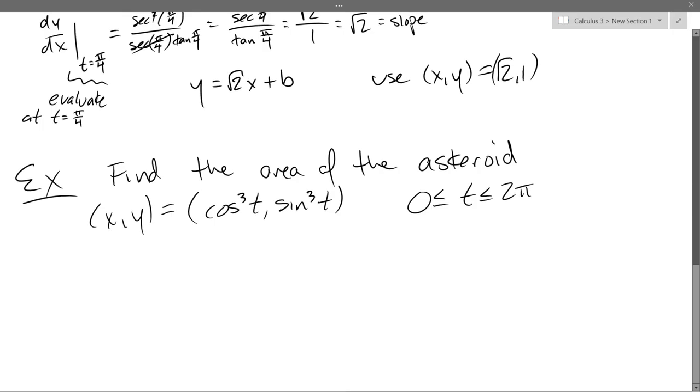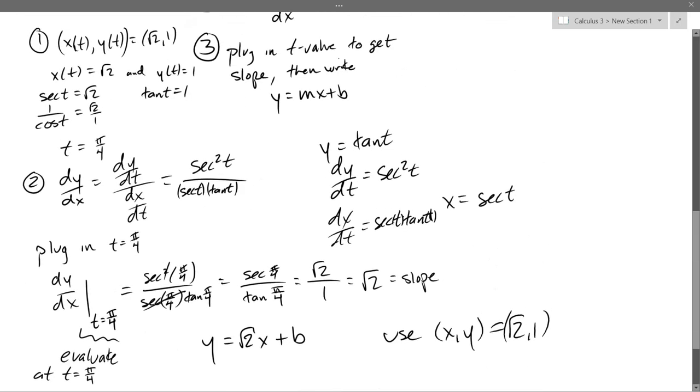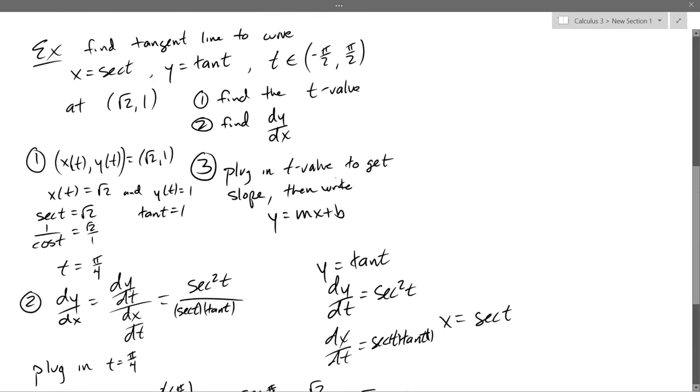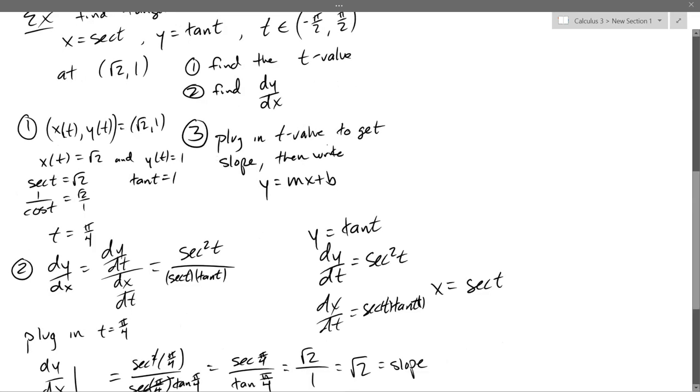So there are two ways you could see a parametric curve written. This I wrote as x comma y equals one function comma other function, so the x function comma the y function. The other way you might see it written is the way I did it for the previous example, which is just x equals a function of t, y equals a function of t. So there are two ways to write the exact same information. You want to be comfortable either way.